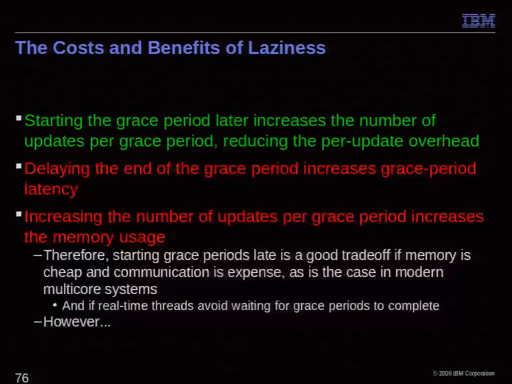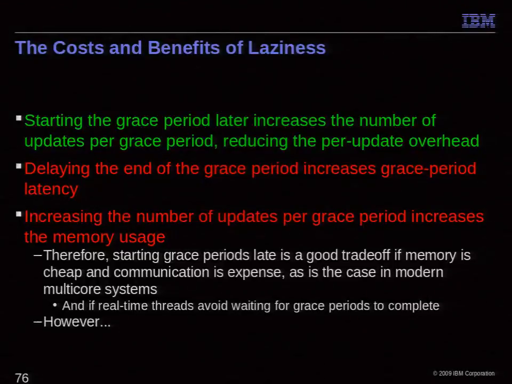However, you can take a good thing too far, and there is a trade-off. Starting the grace period later increases the number of updates, and it reduces the per update overhead, which is good. On the other hand, delaying the end of the grace period increases the latency. So if you really were waiting for it, if you're short of memory and need the memory to get back, that wouldn't be what you wanted. And also, if you increase the number of updates per grace period, you've got more memory waiting for the grace period. So you've increased the memory footprint.